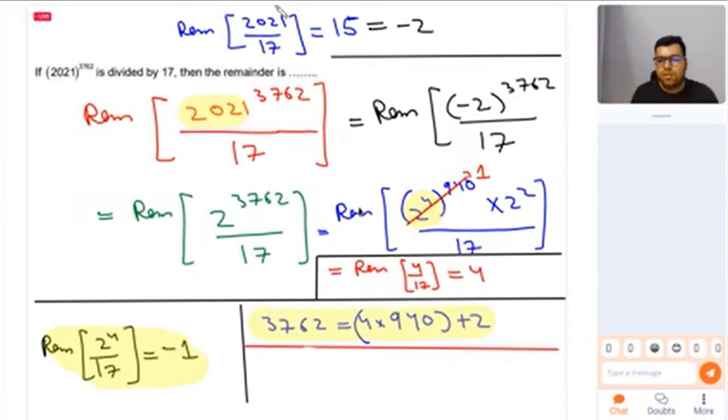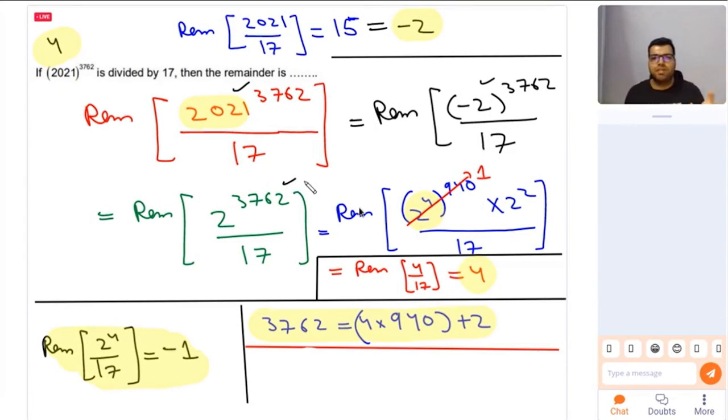So the answer is 4, students. See how expert we have become in remainders. When you solve it yourself, within a minute you get the answer as 4. Let me repeat it once again. 2021 remainder with 17, instead of 15 I took it as minus 2, and then I replaced 2021 with minus 2 raised to power 3762. This becomes 2 raised to power 3762 because minus 1 raised to an even power is 1. Then for 2 raised to power 3762, I learned that the power of 2 closest to 17 is 16.